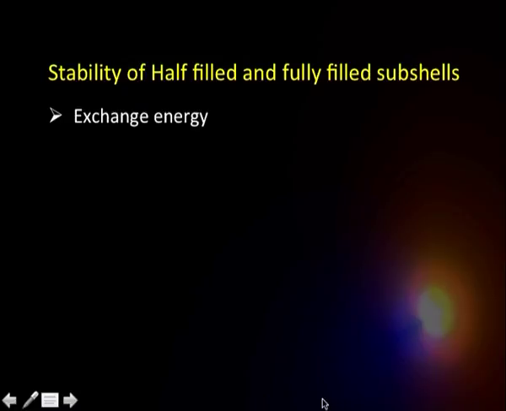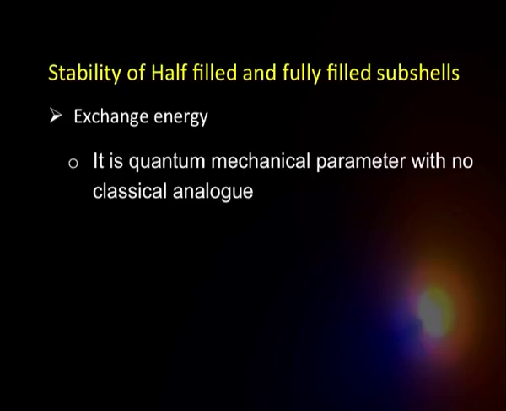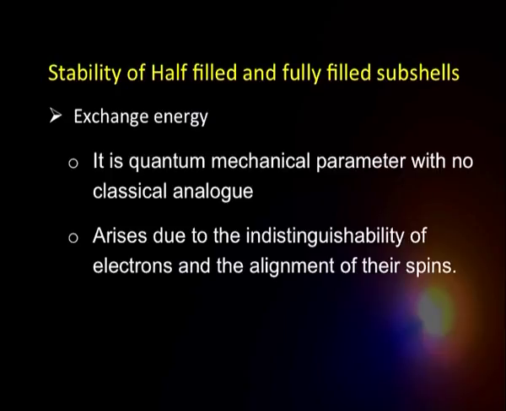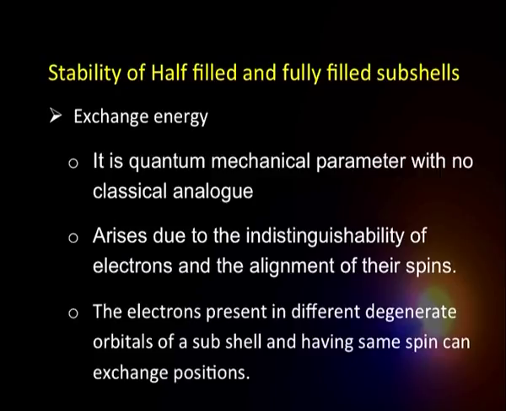Now, let us take up the second factor, that is exchange energy. Exchange energy basically is a quantum mechanical parameter with no classical analog, and this actually arises because of the indistinguishability of the electrons and the alignment of their spins. And what you find is that suppose I have got a degenerate orbital there, say p orbital. So, there are 3 orbitals degenerate over there, and electrons are present in these 3 orbitals.